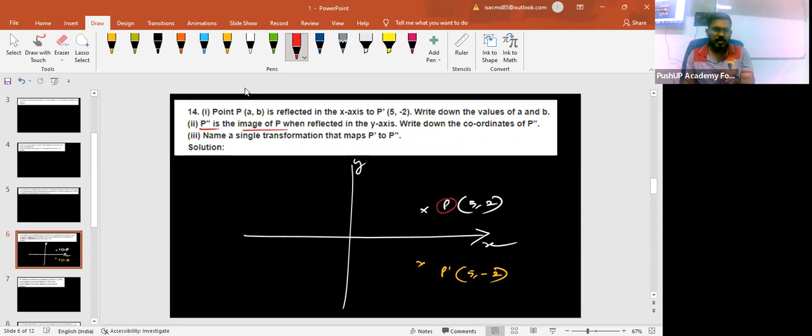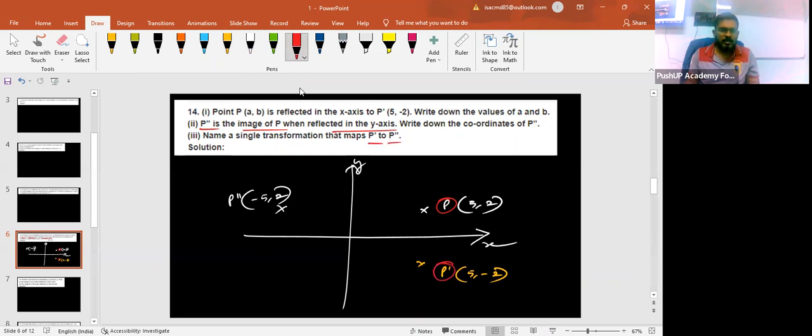So P has to get reflected to get P double dash when it is reflected in the y-axis. So this is your y-axis. It will go to which quadrant? P double dash is minus 5 comma 2 because it is lying in the third quadrant. Very good. Then name a single transformation that maps P dash to P double dash.